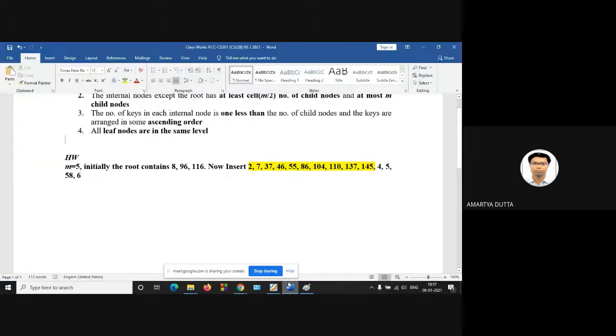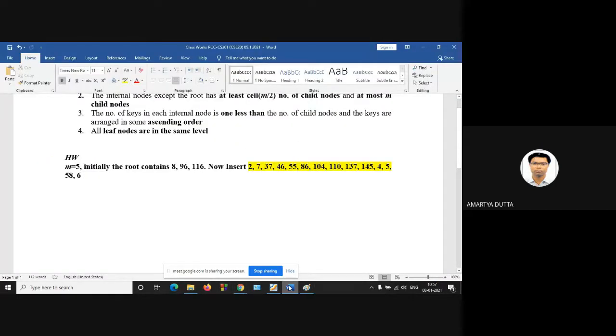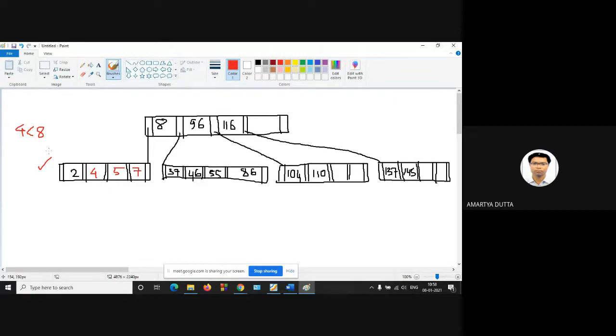Okay. Next 4, 5. So 4, 5 means again replace this 7 with 5. So 5 and 7. So 2, 4, 5, 7. Okay. Next one is 58. So for 58, what should I do? 4 and 5, 5 is also less than 8.